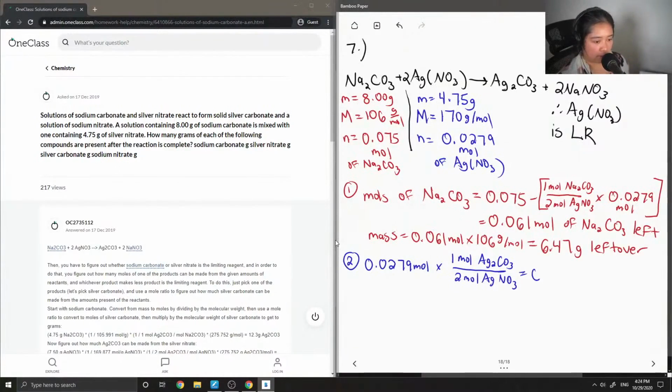And then we end up with 0.014 moles. So to find out its mass, we're going to multiply by the molar mass, which is 275.7 grams per mole. And then we end up with 3.85 grams.